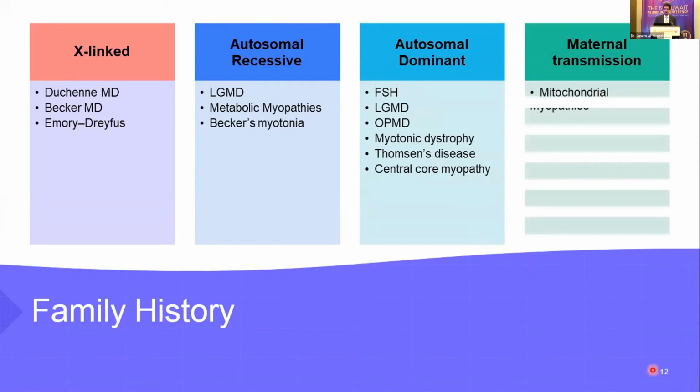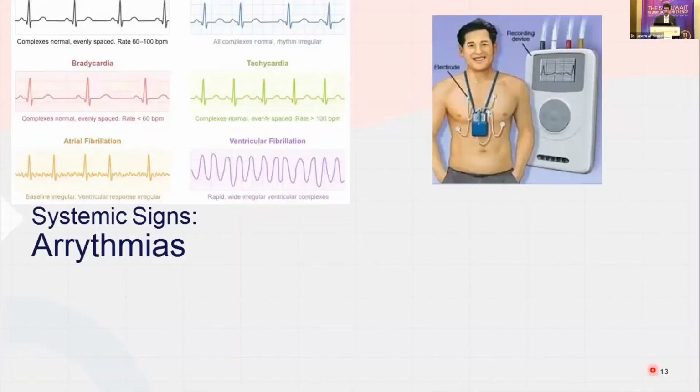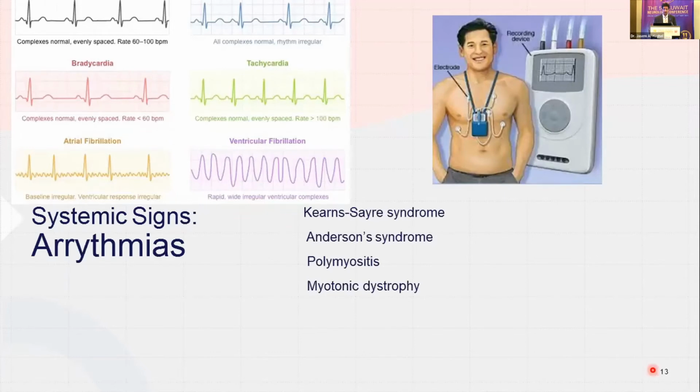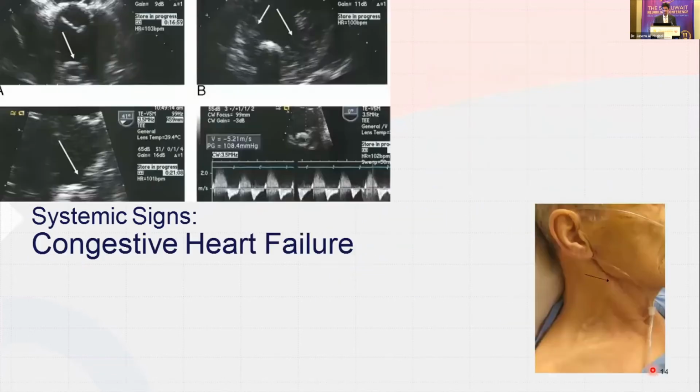If they have a maternal transmission, then you're looking for mitochondrial myopathies with the other associated features of mitochondrial disorders. The other feature that you should look for when you find a patient with myopathy is to examine their heart. You look for cardiac arrhythmias, such as that in Kearns-Sayre syndrome, Andersen syndrome, polymyositis, and myotonic dystrophy. This can also be found in some of the limb girdle muscular dystrophies, including Emery-Dreifuss.